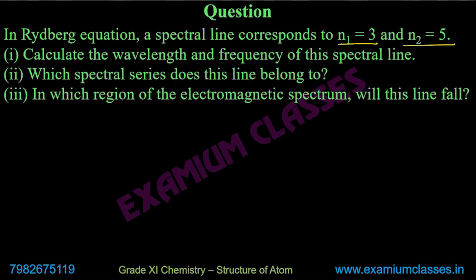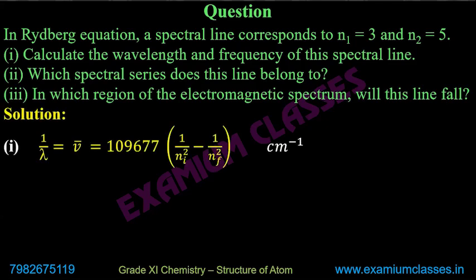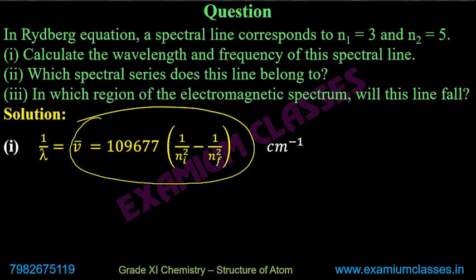But the formula of spectral lines that you told in the previous class, that was for isolated atom. Yes, that was for isolated hydrogen atom or hydrogen-like species. So the first one is calculate the wavelength and frequency of this spectral line. You know the formula. For wavelength, you will use the wave number formula. And then frequency, you can calculate: nu equals c by lambda. So once you have calculated lambda, you will use this formula. This one is known as the Rydberg equation also. The wave number equation is also termed as the Rydberg equation. That's why it is written here, Rydberg equation.